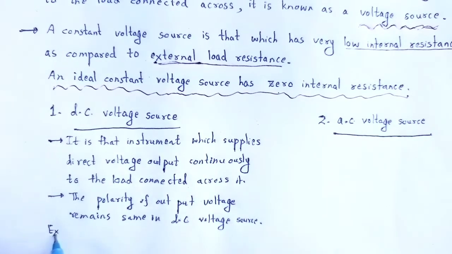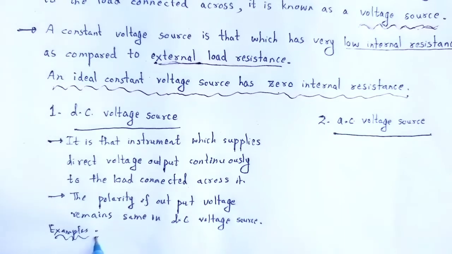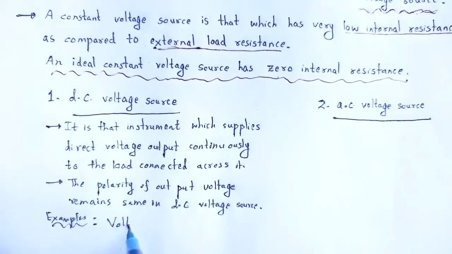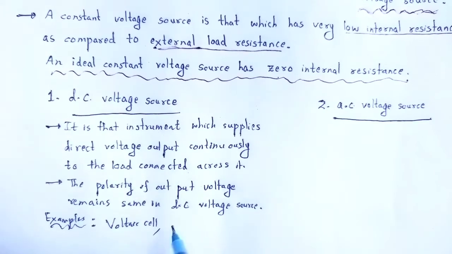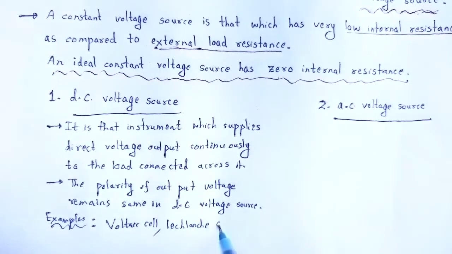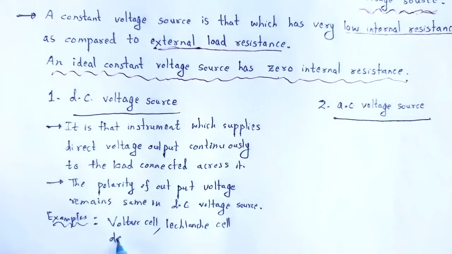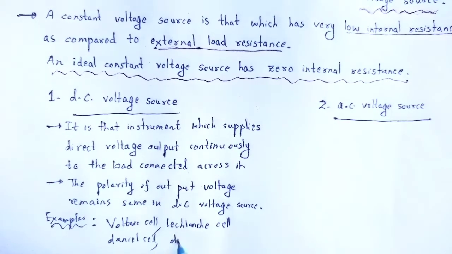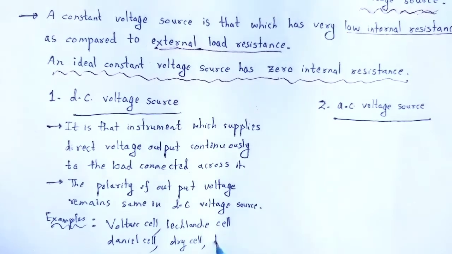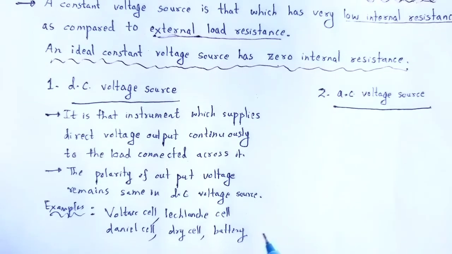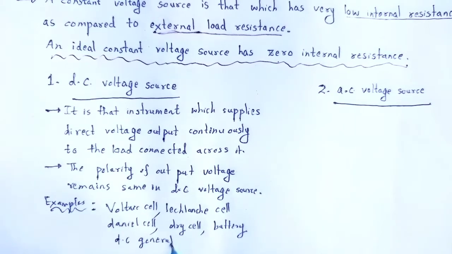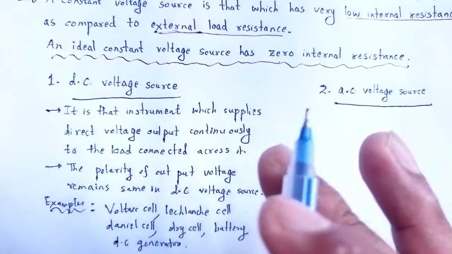Some examples of DC voltage source: voltaic cell, Leclanché cell, Daniell cell, dry cell, battery, DC generator are some examples of DC voltage source.